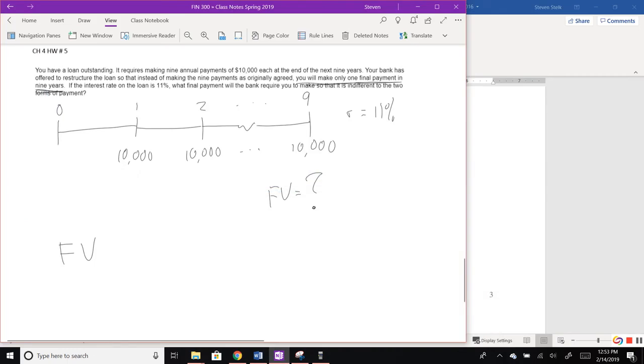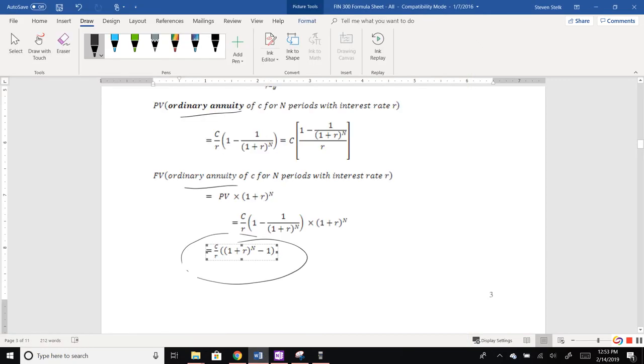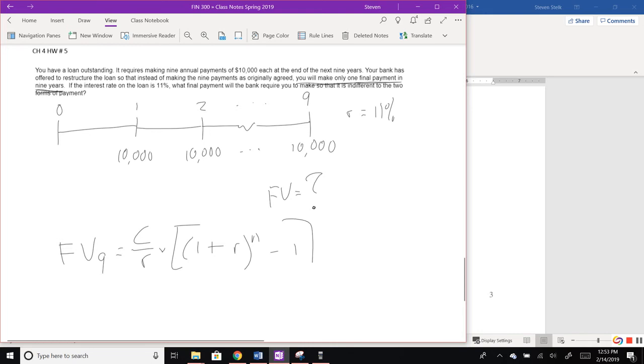I'm looking for the future value of this annuity. I'm going to put subscript 9 on it as a note to myself of when I'm looking for this future value as of. That is C over R times the quantity 1 plus R raised to the n minus 1. All right, let's fill in those variables.